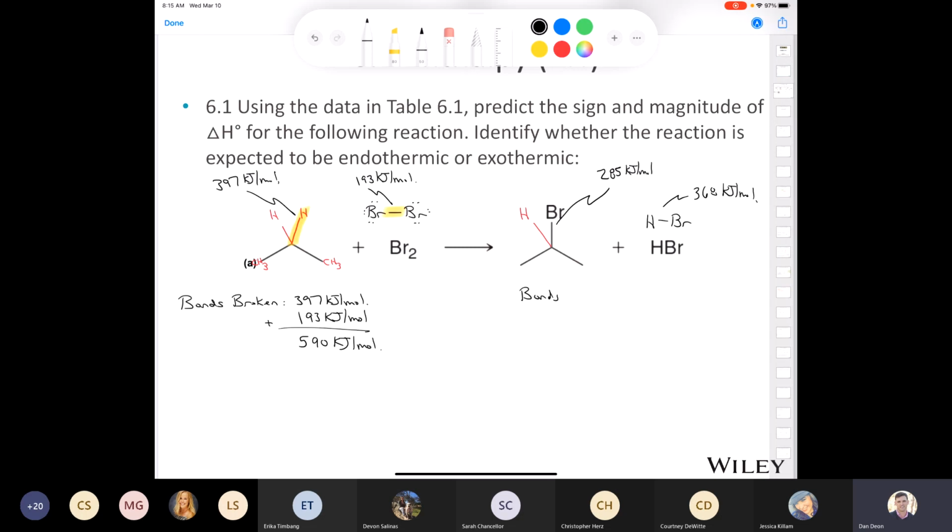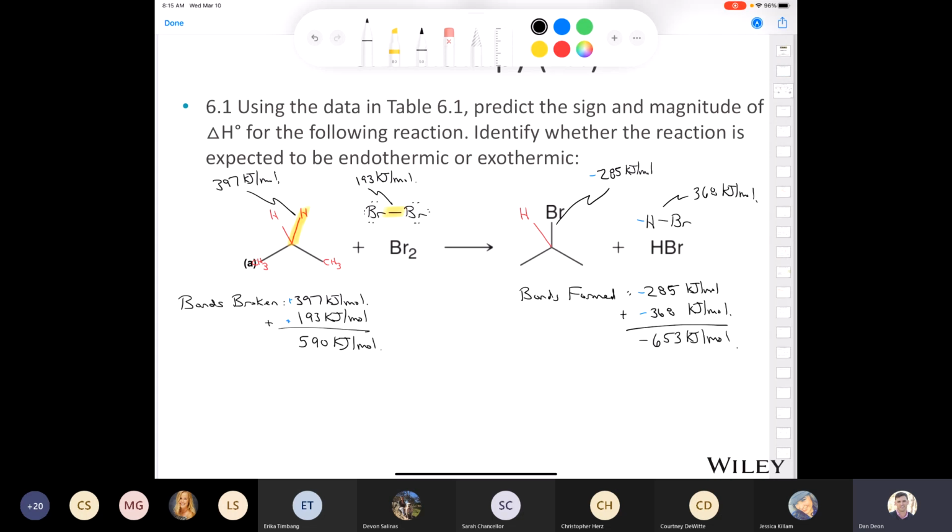So now if I write out the bonds formed, I have 285 and 368. These are both kilojoules per mole. Now, here's where it gets interesting. When the bonds are broken, we give them a positive sign, because you have to put energy in. When the bonds are being formed, we give them a negative sign because energy is being released when you form a bond. So if I take a negative and add another negative to it, I end up with negative 653 kilojoules per mole.